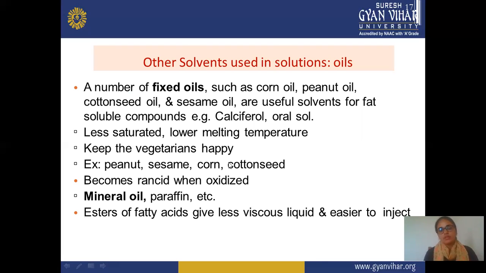And mineral oil is mainly used as esters of fatty acids, giving a less viscous liquid, and esters are easier to inject. Means we use mineral oil also for liquid formulation, and it is mainly used for injection. Mineral oil mainly consists of esters of fatty acid and is a less viscous liquid, because it has an easy to inject or easily administered property. So as other oils, we use fixed oil, mineral oil, or some other oil.